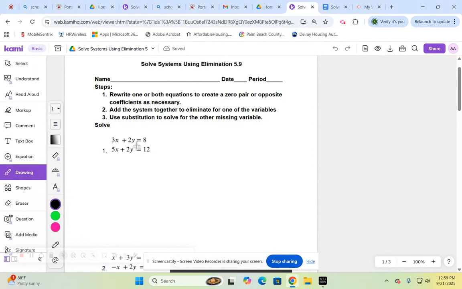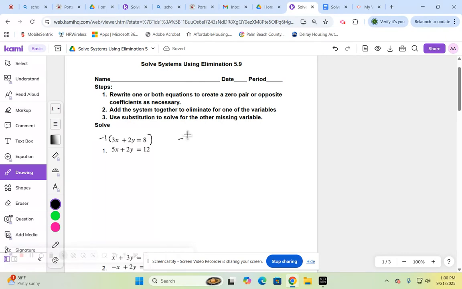I'm looking at 2y here and 2y here. I can create a zero pair out of this set here simply by taking the top equation and multiplying this through by -1, so that instead of having plus 2y, I have a negative 2y, which is the opposite of 2y. So let's do that. So we're going to multiply the top one by -1.